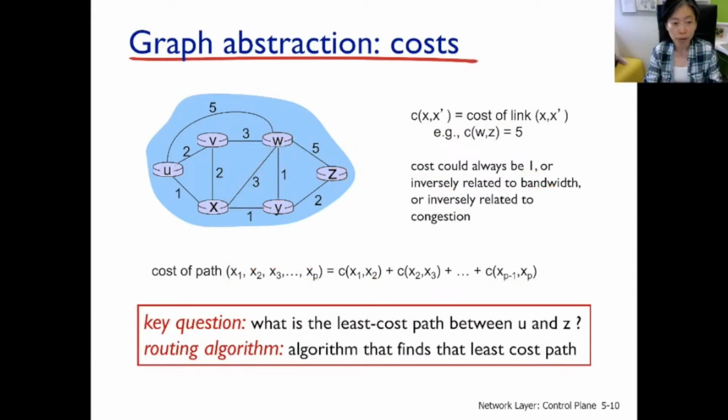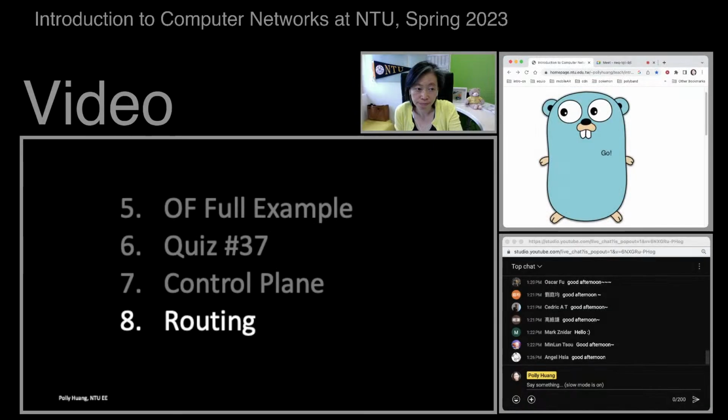Let me use an example. Let's say traversing from U to Z, and we take this path. The cost of the path will then be adding 2 plus 3 plus 5, and that will be 10. So the goal of a routing algorithm is essentially to find the least cost path between a pair of nodes, from source to destination. That is essentially what a routing protocol wants to do as well.